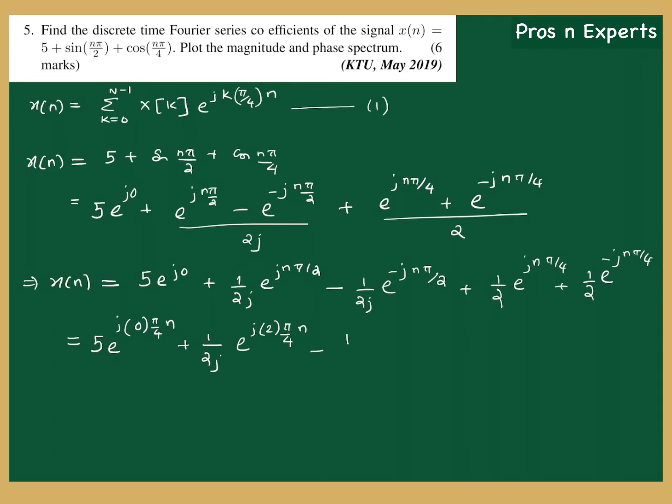Minus 1 by 2j into, my next term is e raised to minus j n pi by 2, but I am writing it as e raised to plus j into minus 2 into pi by 4 into n. If you look very closely, these two terms are exactly the same, because e raised to j into minus 2 pi by 4 is e raised to minus j pi by 2 into n. So this term is same as this term.